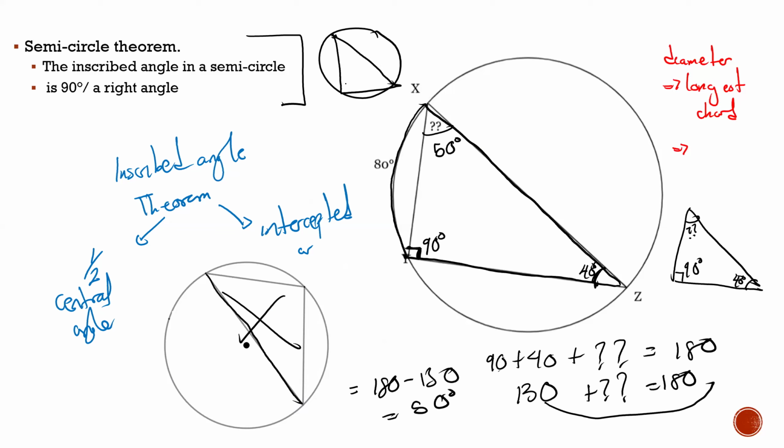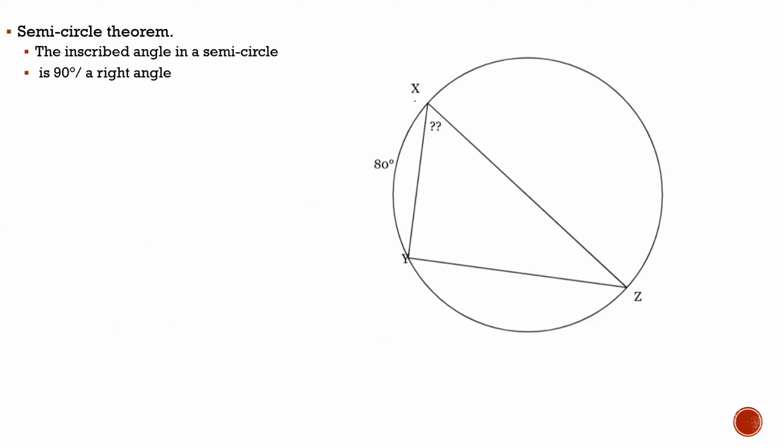So automatically you know that this is going to be 90 degrees, always, as long as it's a semicircle. So the missing angle was 50. Okay, all right. So let's just do that again.